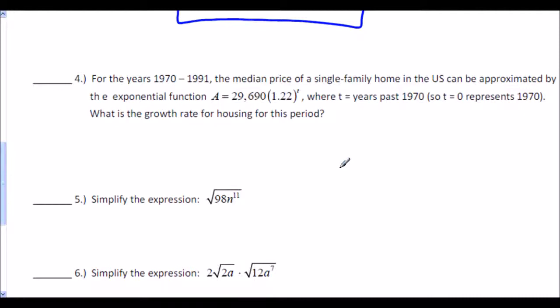Number 4, it gives us this equation. It's looking for us to express the growth rate. And it's really important here that we note that it says growth rate and not growth constant or growth factor. For this one, the growth factor is 1.22, but remember we get that by doing 1 plus the growth rate, which means the growth rate is just the 0.22. Okay, so that's the growth rate. In other words, it's 22%. So the growth rate is 0.22. The growth factor then is the 1.22.